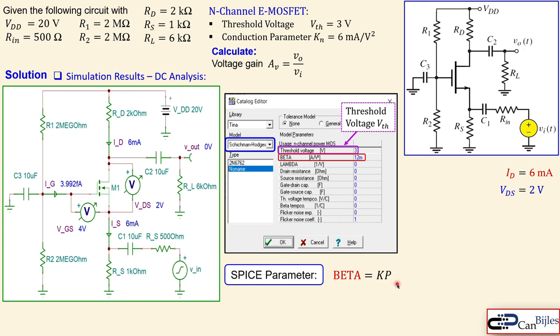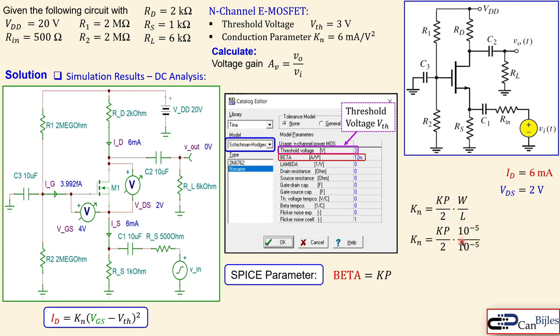So how is this beta or the KP related to that KN? KN is given actually by KP over 2 times W over L. W is the width of your device, your MOSFET, and the length is L, and those are these two parameters. But those are important in the current equation. The default value in the level 1 model is 10 micrometers, 10 micrometers. So the ratio is just 1, so we can just use that as a multiplication, and that is doing nothing here. It means Kn is equal to Kp over 2, or Kp is equal to 2 times Kn.